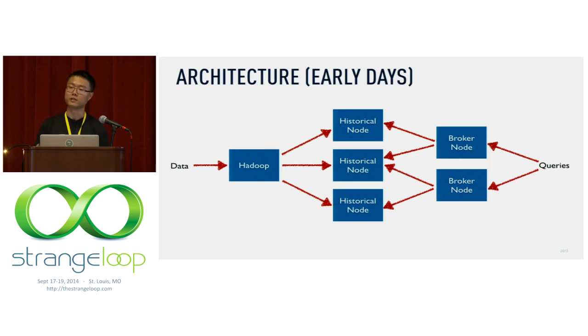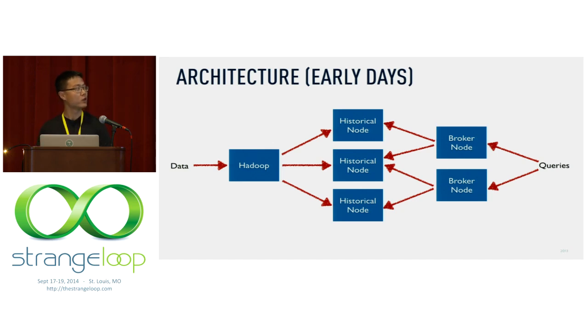In the early days of Druid, the architecture was pretty simple. A few years ago, all you could do with Druid was basically you would have your static set of data in a distributed file system somewhere. You would run a MapReduce job over that data, create the segment structure that Druid understands, and load it across a set of Druid nodes called historical nodes. And historical nodes are pretty simple. They know how to load data, drop data, and scan data really quickly.